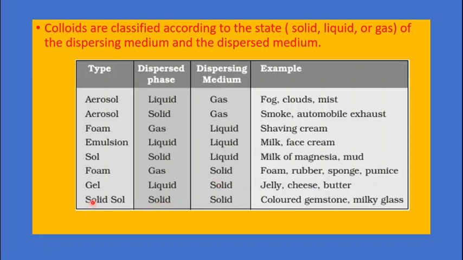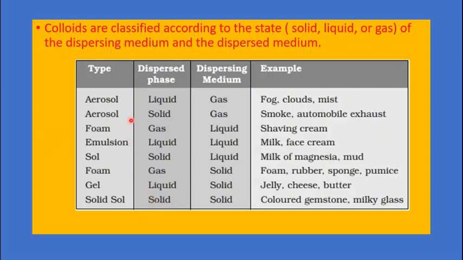Then solid sol. We have seen one more sol here where solid is in liquid, but solid sol is nothing but when solid is dispersed in the solid. So for example, colored gemstones and milky glass. Glass and all is made using this. So when glass is molten and into that another color is mixed into it, that forms the solid sol.